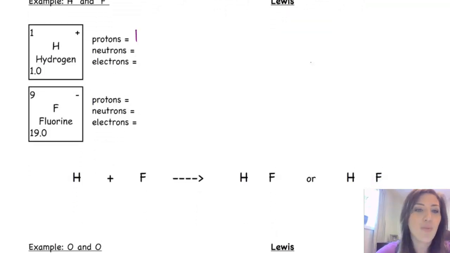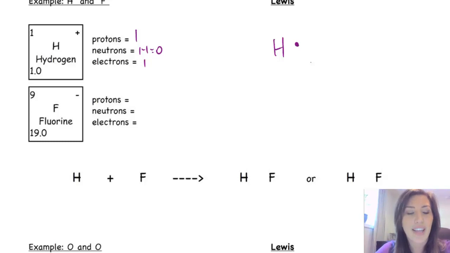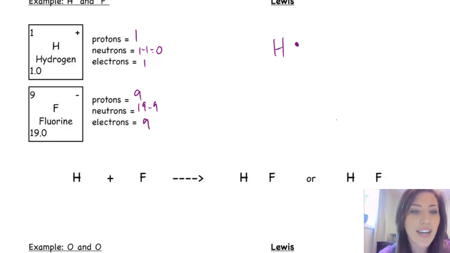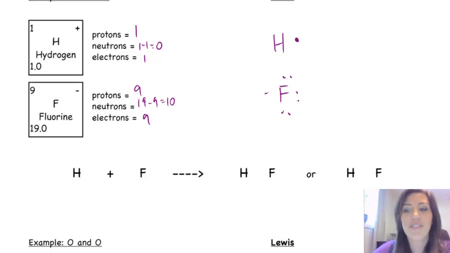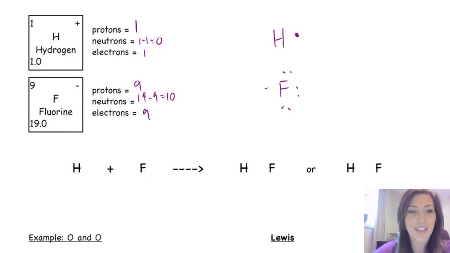So hydrogen, 1 proton, 1 minus 1 equals 0 neutrons, 1 electron. So we are going to show just that 1 in the outer shell. Fluorine has 9 protons, 9 electrons. 19 minus 9 neutrons is 10. Fluorine will have 9 minus 2 electrons in its first shell, so 1, 2, 3, 4, 5, 6, 7 electrons in its valence shell. So let's draw it here.